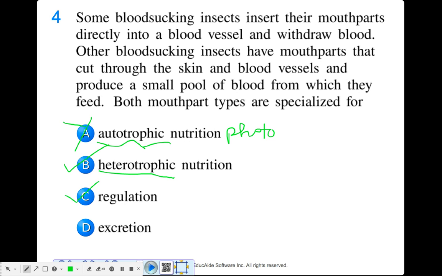Regulation, that doesn't sound like regulation. Regulation is when systems interact with each other. Excretion is getting rid of waste. We know he's not getting rid of waste, he's eating. So the correct answer is heterotrophic nutrition. This would be something that has to get its own food from another source. Can't make its own food. All right.